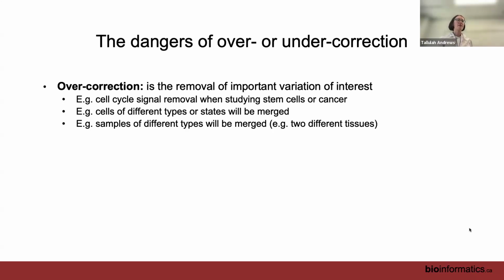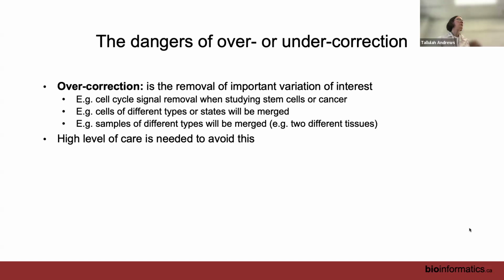We might have cells of different cell types or states mixing together and no longer forming distinct clusters, which is, again, not what we want. We may also see samples of different types being merged. So if we have tumor tissue and tumor-adjacent tissue, if we see that tumor-adjacent tissue merging together with the tumor cells, that's probably also a bad sign, right? Those probably should be kept separate.